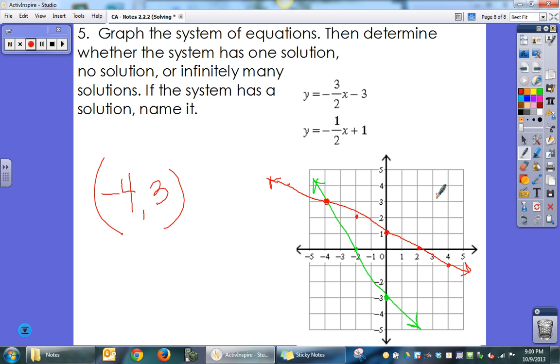In the coming days, we're going to look at other ways that we can solve this system algebraically without graphing, because some of our solutions are not going to be as nice as negative 4, 3. So we're going to want an algebraic way to solve these rather than rely on graphing.